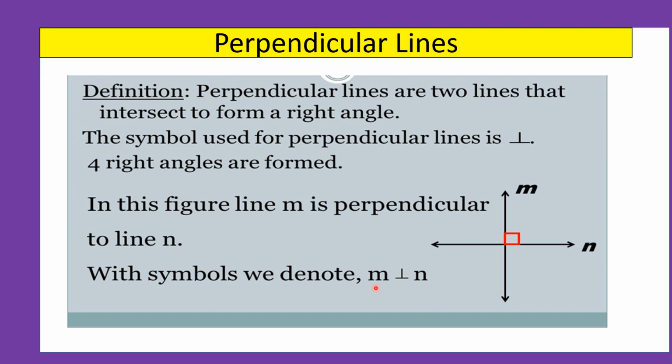This is read as M is perpendicular to N. The inverted T symbol means perpendicular. Again, this is read as M is perpendicular to N.